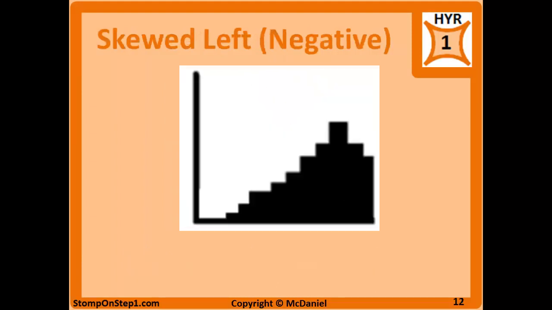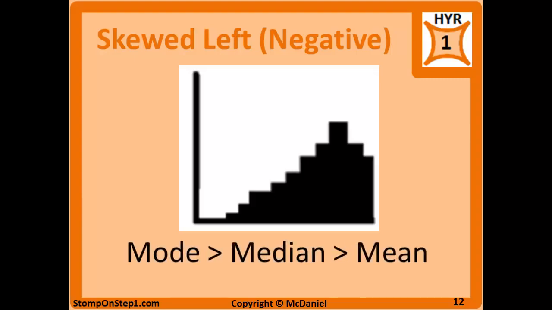Another shape of the histogram that you see often would be skewed left, which is also referred to as negative skew. This kind of looks like you took a normally distributed graph and sort of stretched it out to the left, or took a normally distributed graph and added a couple really low values, which kind of distort it a little bit. So in these cases, the mode is higher than the median, which is higher than the mean.